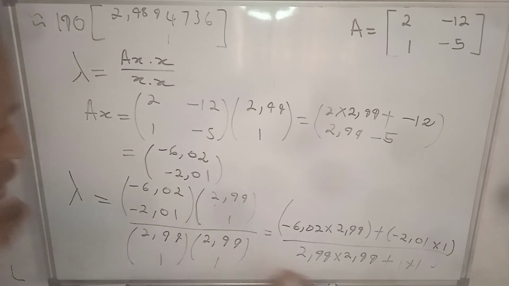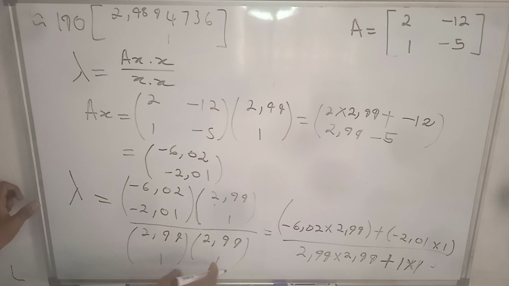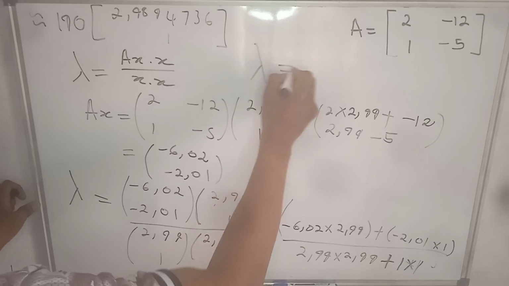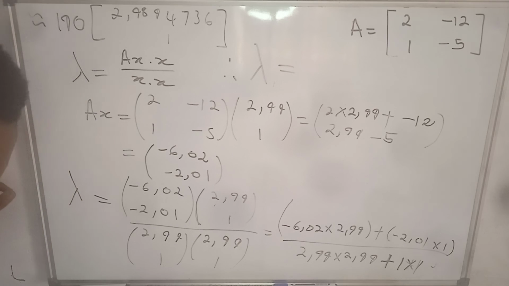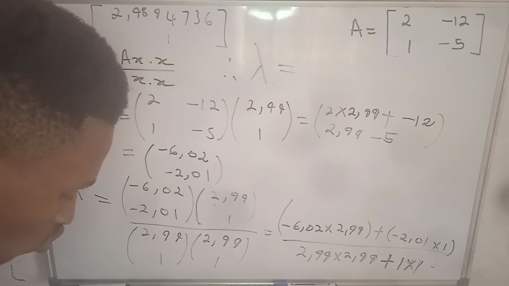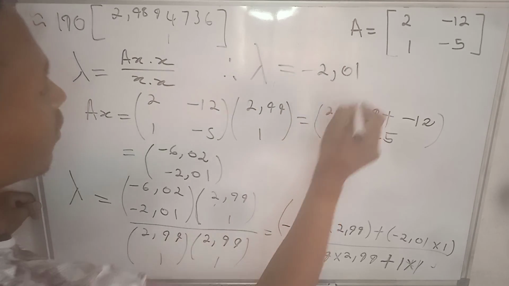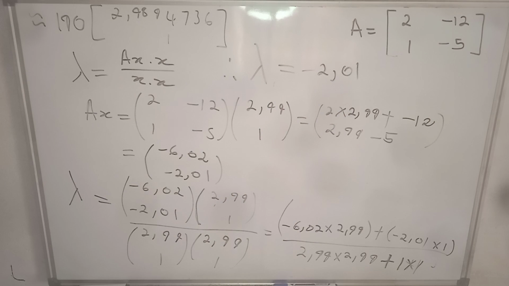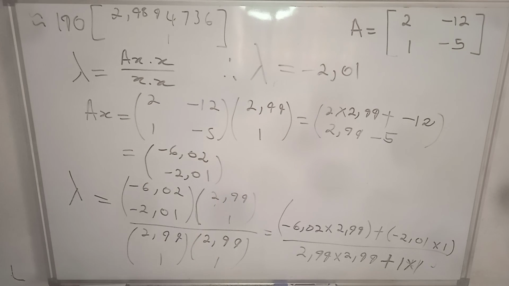So 2.99 times 2.99. If you use your calculator, this will give minus 2.01. So this is our dominant eigenvalue, with respect to its dominant eigenvector.